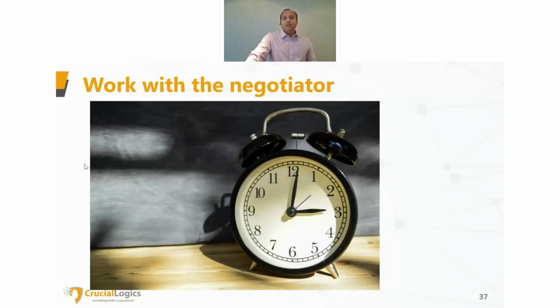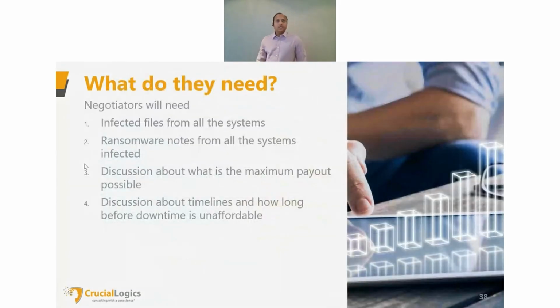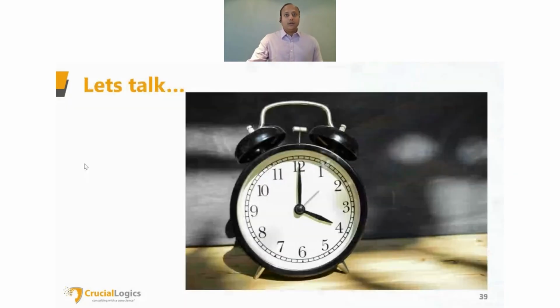Now you're looking at 3 p.m. You're already at 3 p.m. You've lost half a day's work. Again, these timelines are compressed. This whole scenario takes place over a number of days, but you start working with the negotiators. They will ask you for the infected files from all systems, and ransomware notes for the infected files. They will start talking about what your maximum payout possibility is. They will start discussing timelines and how long before the downtime is unaffordable. And then they get to work, right?